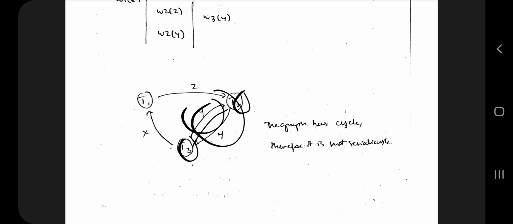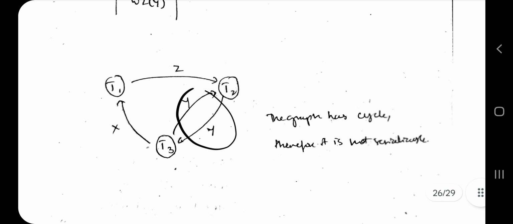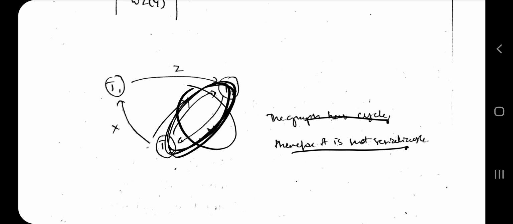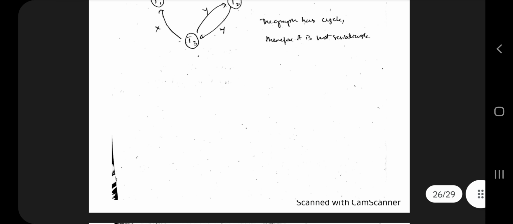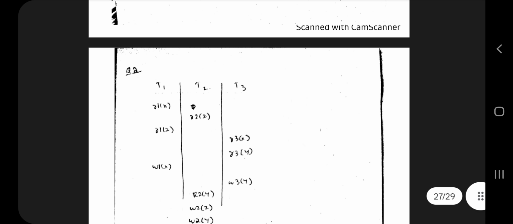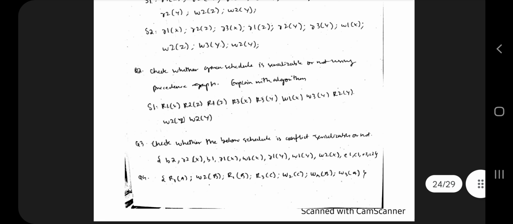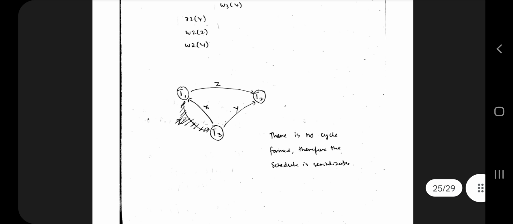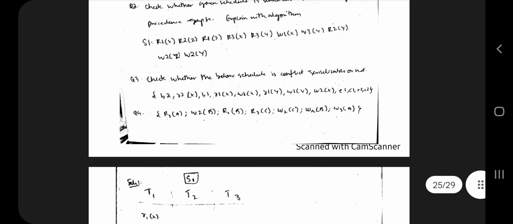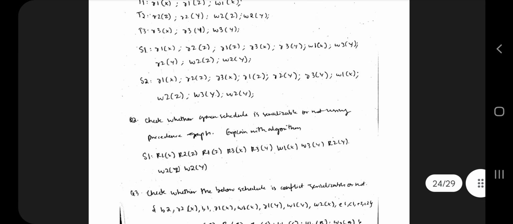See, you got a cycle, you can stop right there itself. If you got a cycle like this, a loop here, that means the graph has a cycle, so it is not serializable. That's all you have to write. Okay, that's basically the serializability questions. You have to write in order and check if there is any cycle in the graph or not. If there is a cycle, it is not serializable. If there is no cycle, it is serializable.